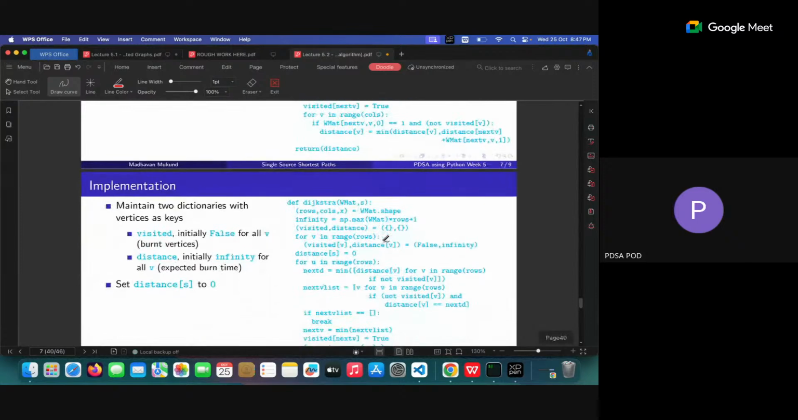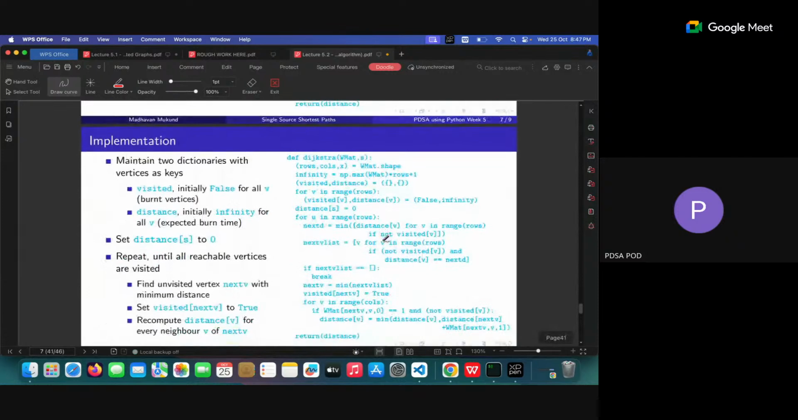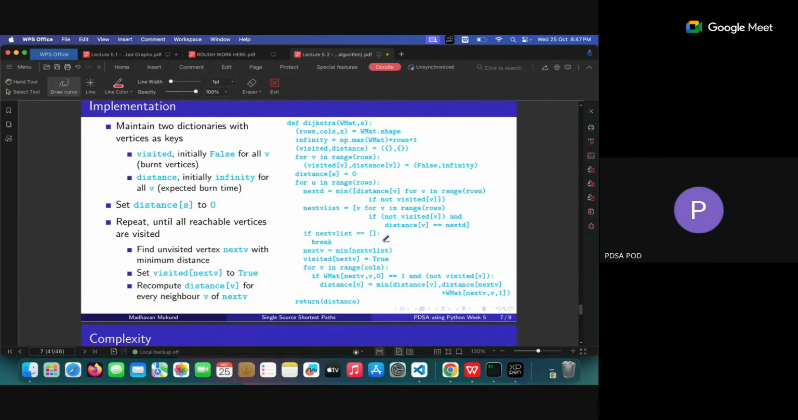Here it is, the complete implementation. So here you can find, first, the numpy array is taken. A numpy array can have multiple dimensions. Why multiple dimensions? Rows are there, columns are there, and x is also there. Please remember, x is nothing but the third dimension, which contains the weights.